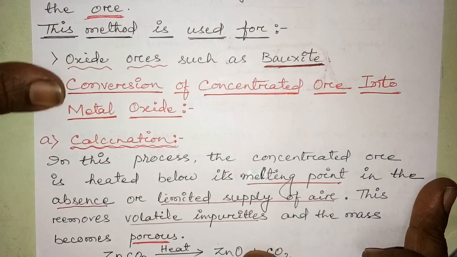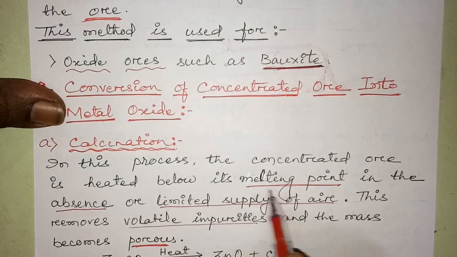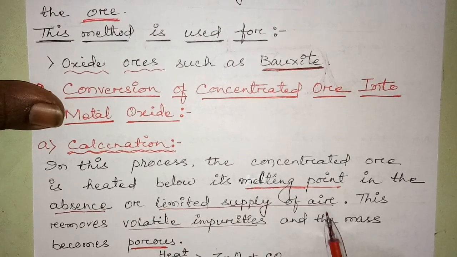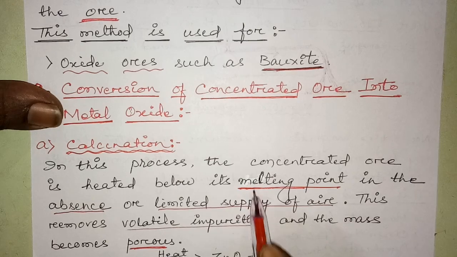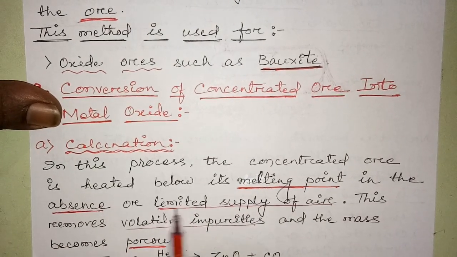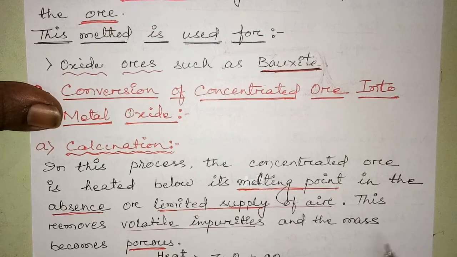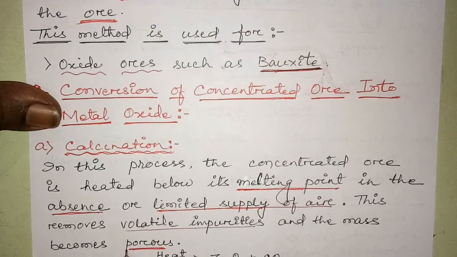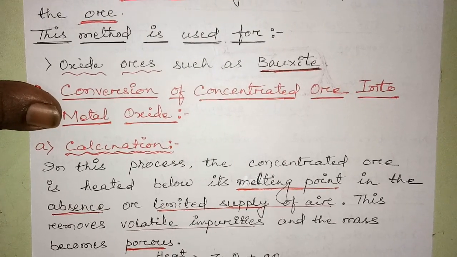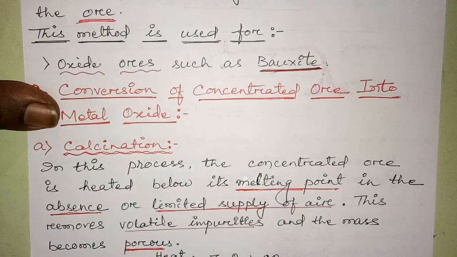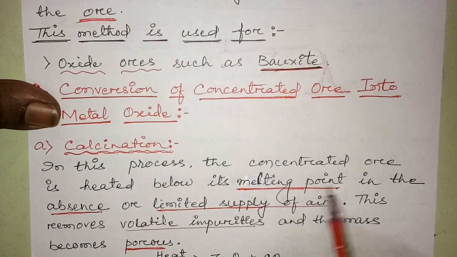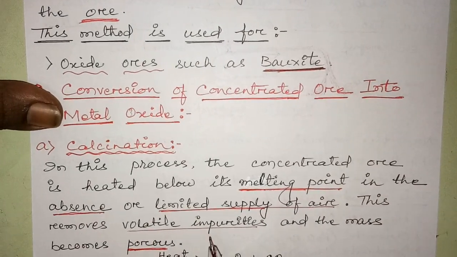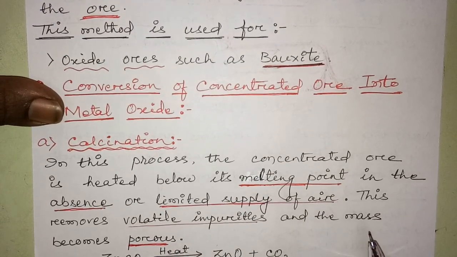Calcination is the process where the concentrated ore is heated below its melting point in the absence of or limited supply of air. Understood? These 2 are the most important: below its melting point, and absence or limited supply of air. So what happens? The volatile impurities will be evaporated and the mass becomes porous. So this is the process called calcination. Once again, heating the concentrated ore below its melting point and in absence or limited supply of oxygen or air.